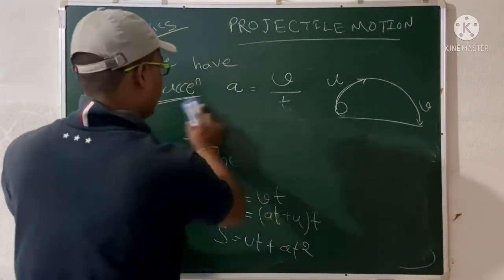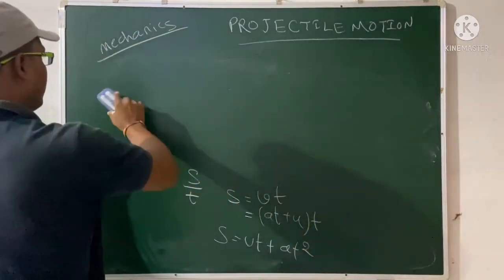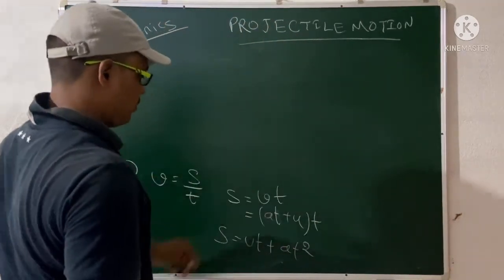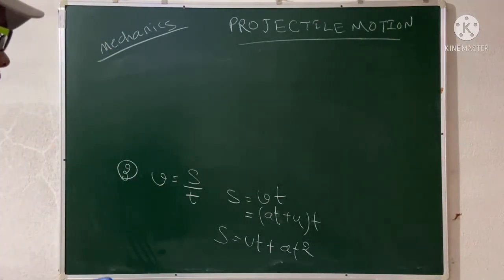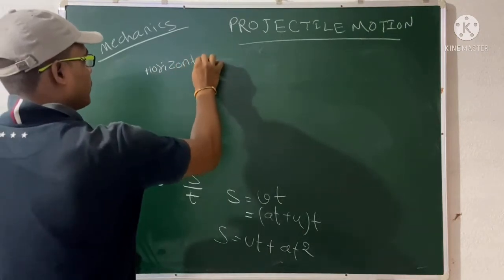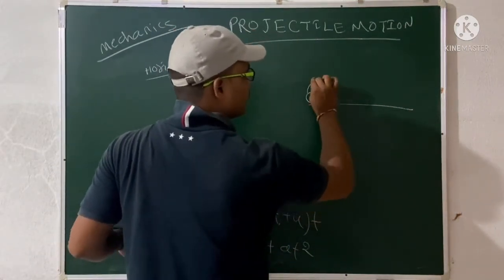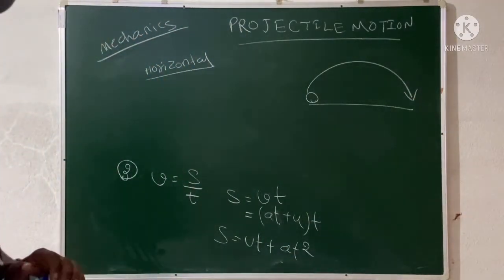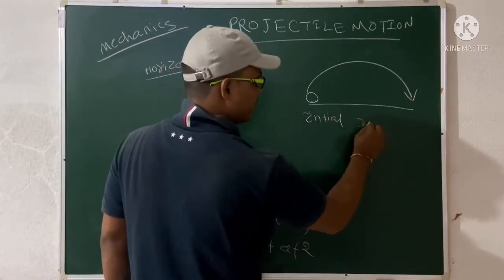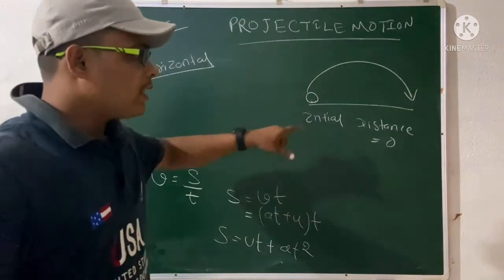Remember, this is the first one. What will the second one be? This case is different, actually; we have two cases. Let us look at the horizontal case. This is the horizontal case. Here the initial distance is 0. That means the body at t equals 0 has not moved.